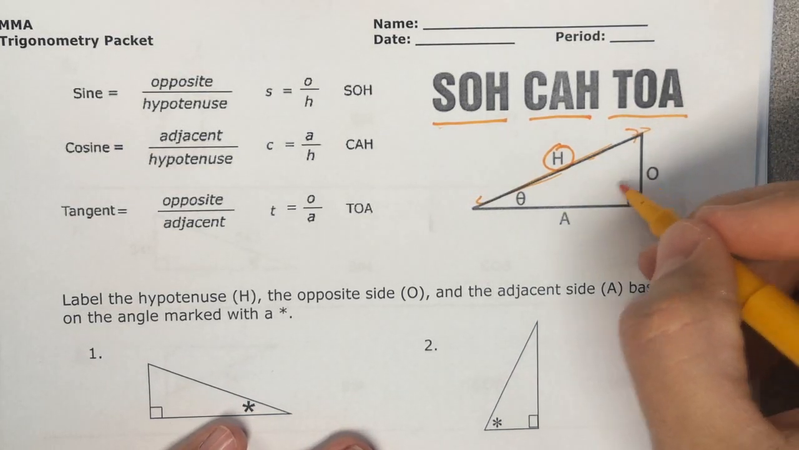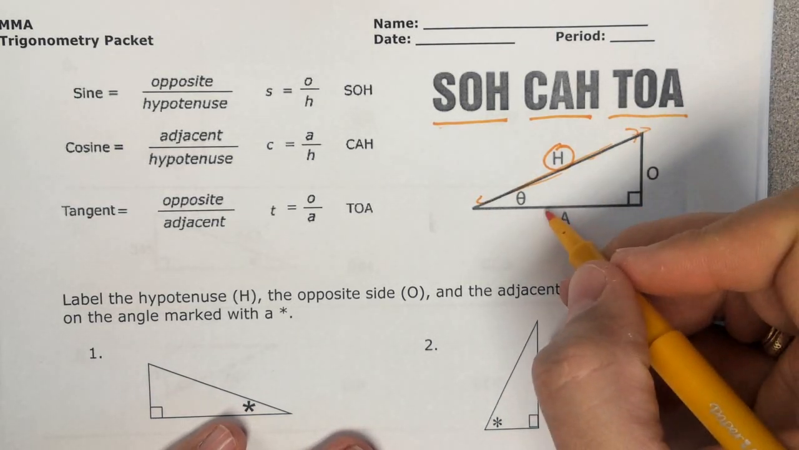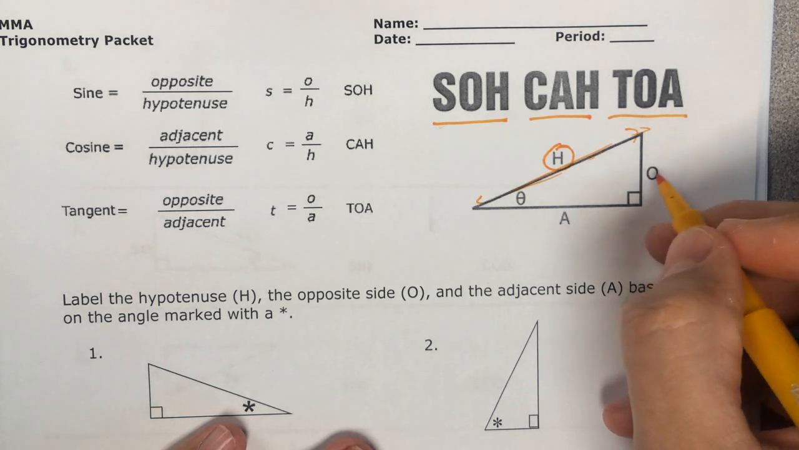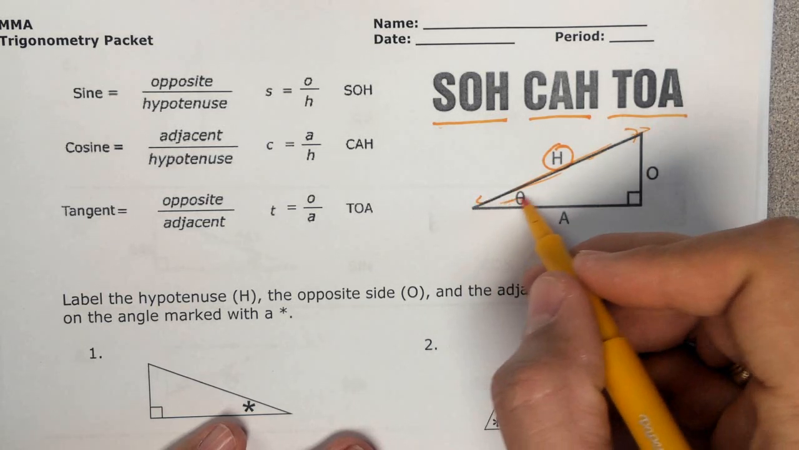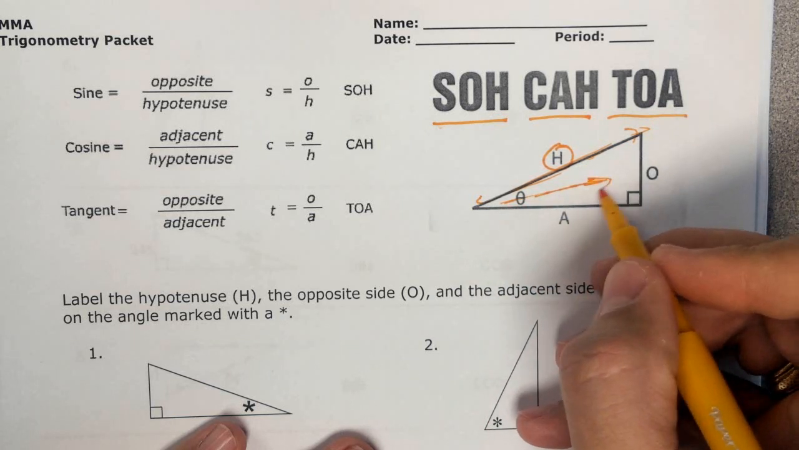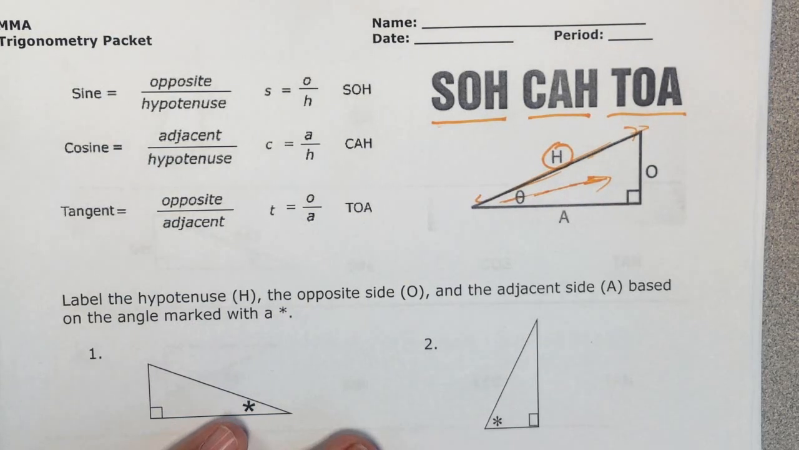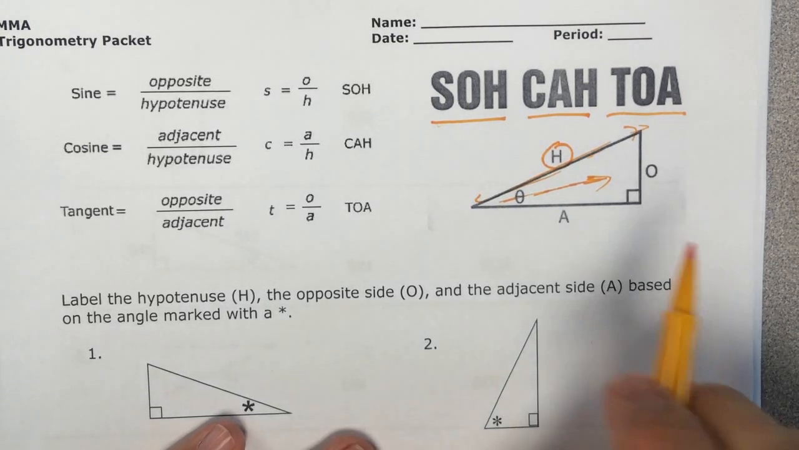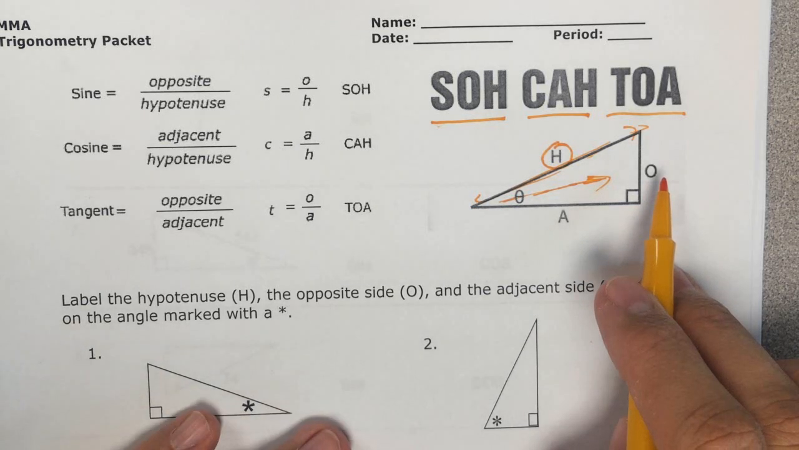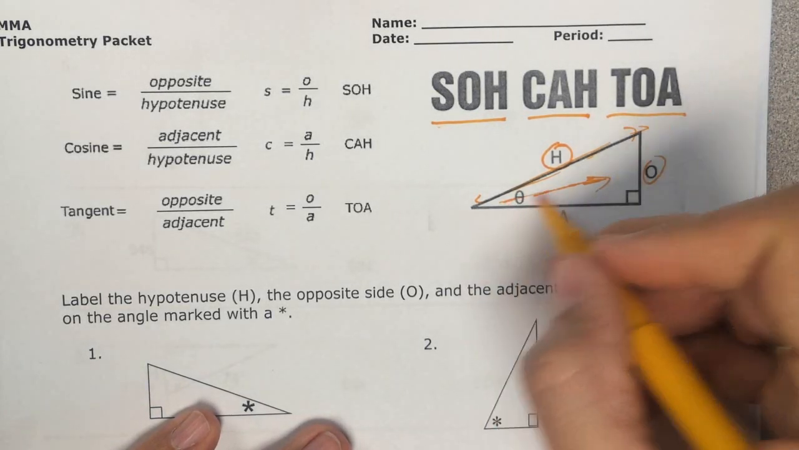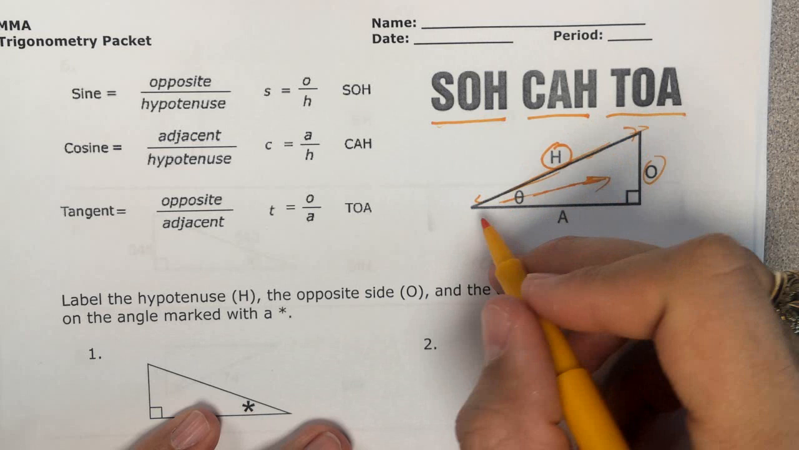Then we're going to have the adjacent. Let's go to the opposite. Opposite, and this is theta, this is the angle we're looking at. Opposite is always going to be across from whatever angle we are looking at. So that's the opposite of that angle.